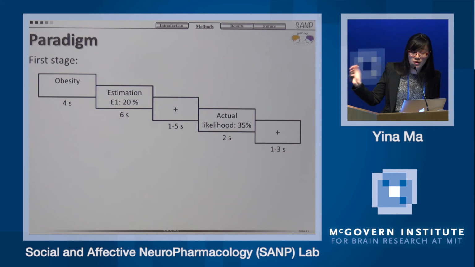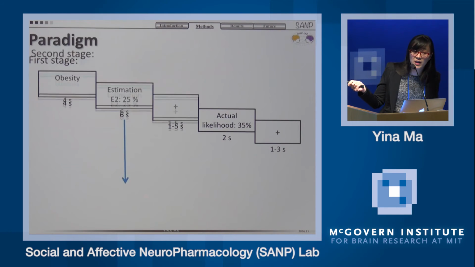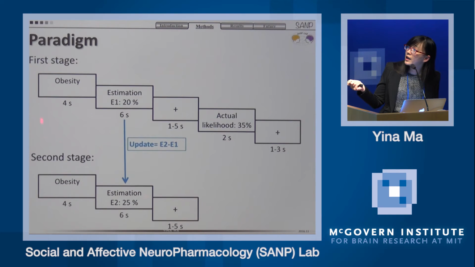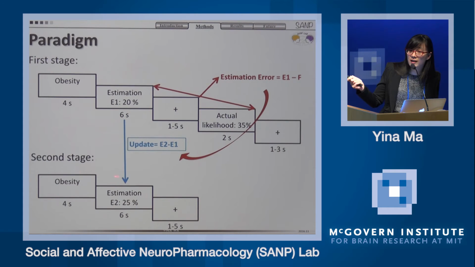Because all those events are negative, if I give you feedback higher than your own estimation, that is bad news. If the feedback is lower than your own estimation, that is good news. So we are interested in how the good news and the bad news influence your second estimation, to see how they help you to update your own belief.